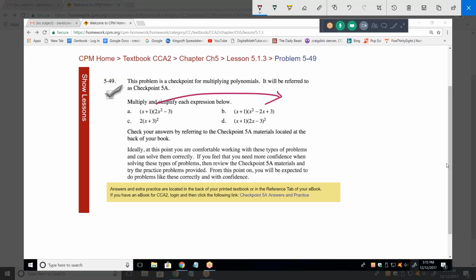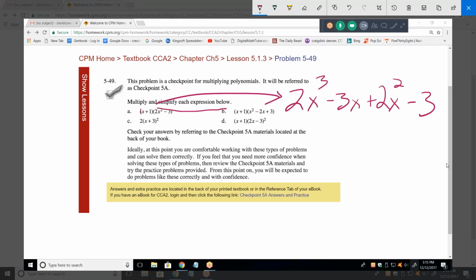Term by term. So 3x squared, 2x squared. That's a 1. 1 times 2 is 2. And it's 2x cubed. X times x squared is x cubed. That's the first one. So 2x cubed minus 3x plus 2x squared minus 3. Good.